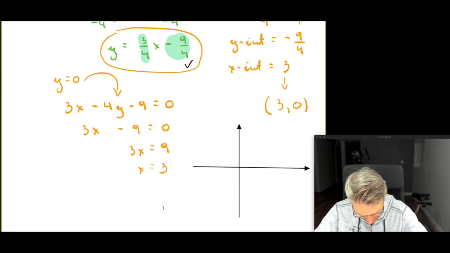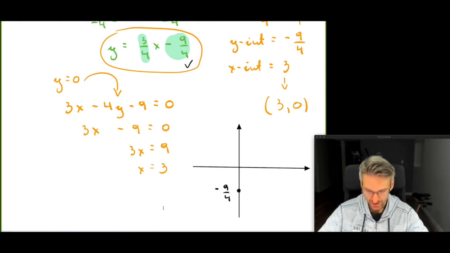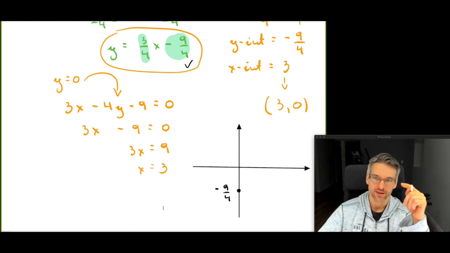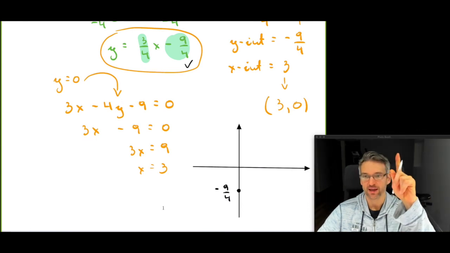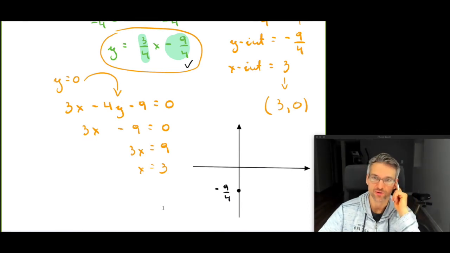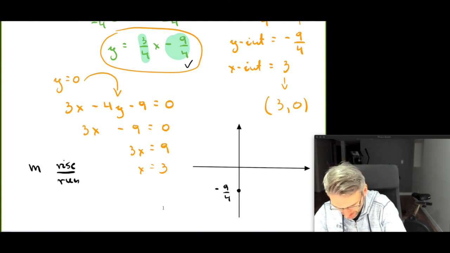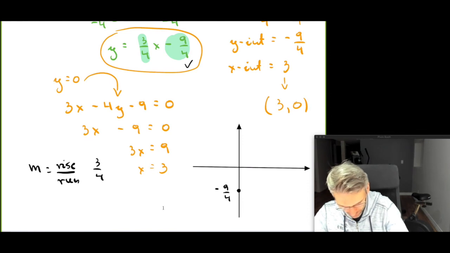So it's going to be somewhere over here. So I'm going to put this right here. So this is -9/4. And now the slope is basically rise over run. Okay, and your rise over run, so you're rising 3, up, and then running 4. All right, so rise over run, so don't forget. So your slope, rise over run, in this case is 3/4.